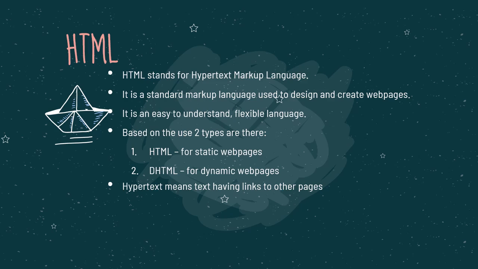For example, checkboxes, drop-down lists, etc. will be there, and then multiple movies will be there. Then hypertext means text having links to other pages. You may be familiar with the term hyperlink. A link means a connection between another page and a particular page. So hypertext means text having links to other pages.